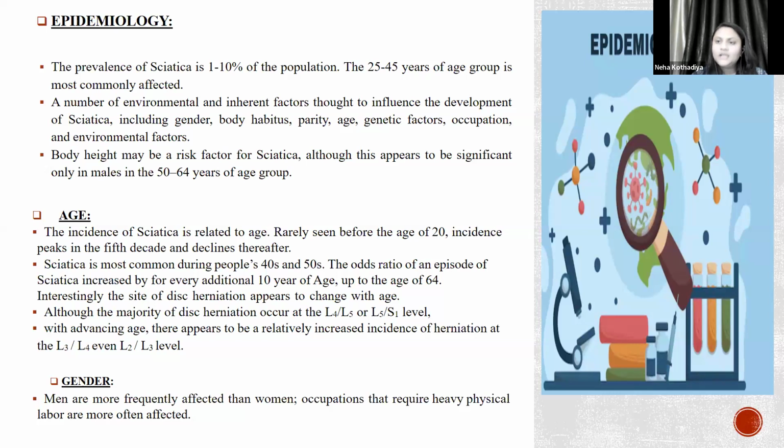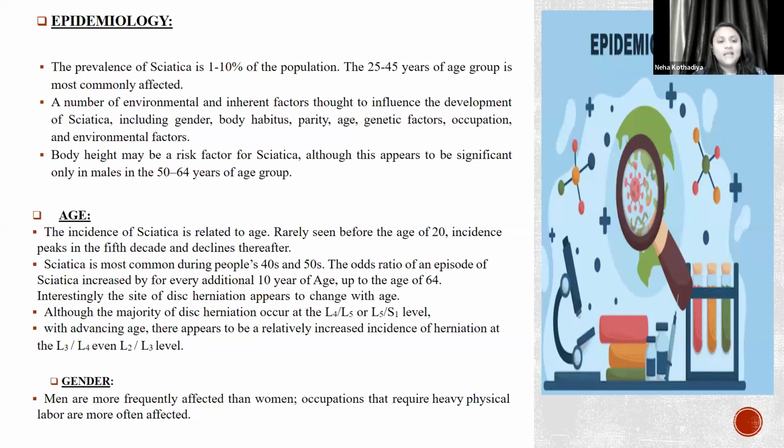Sciatica most commonly affects people during their 40s and 50s. The odds ratio of an episode of sciatica increases with every additional 10 years of age up to the age of 64 years. Although the majority of disc herniations occur at the level of L4 and L5 or L5-S1, disc herniation is the major cause of sciatica.